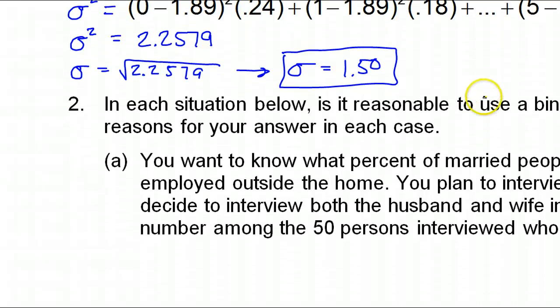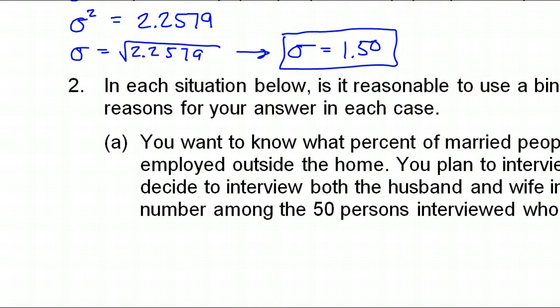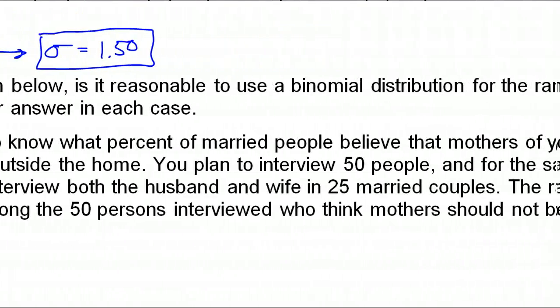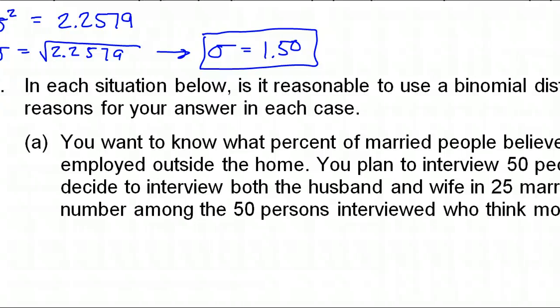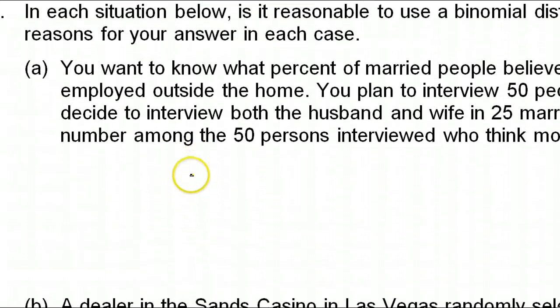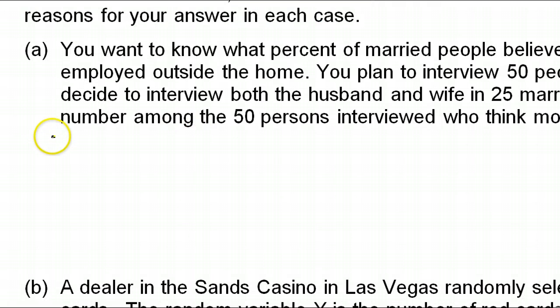Okay, number 2. In each situation below, is it reasonable to use a binomial distribution for the random variable X? Give reasons for your answer in each case. Now, as I'm analyzing these situations, remember, I am thinking about the acronym SPIN, because if it's going to be a binomial distribution, it's got to satisfy these four characteristics.